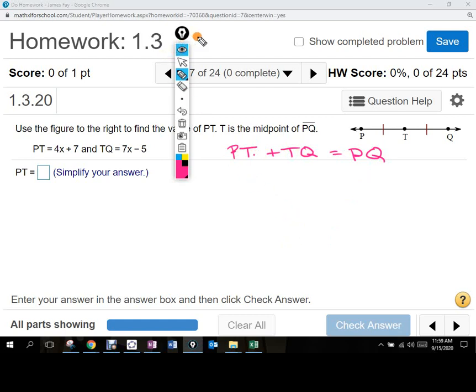Okay. So when they start doing this, they say, okay, PT is 4x plus 7. TQ is 7x minus 5. PQ, I don't have anything from the description to put for PQ, right? And then some people might just write 11x plus 2, because that's what the left-hand side combines to. But when you do that, you've created what we call a trivial equation, where the left-hand side is identical to the right-hand side, and it's not going to generate an x value for you. Okay, it's not wrong, but it's not going to give you an answer.